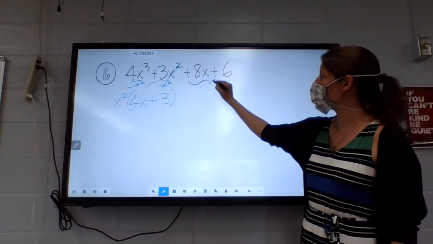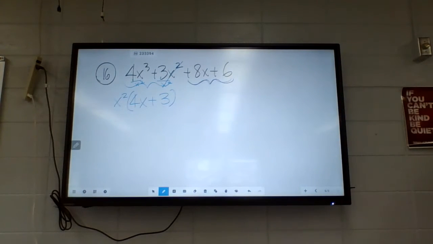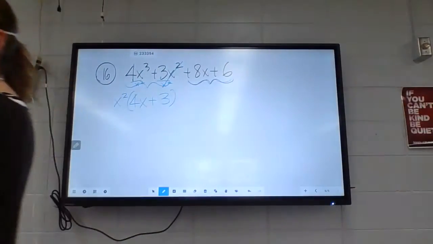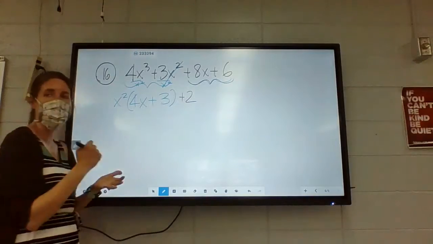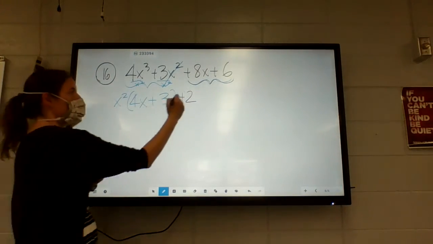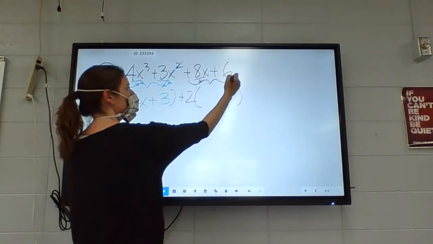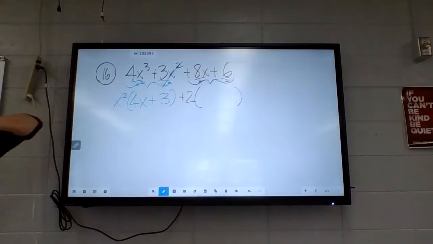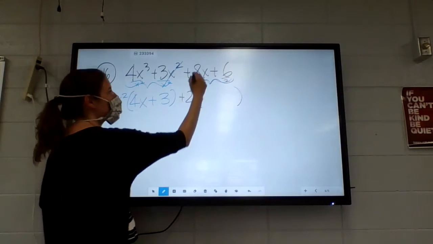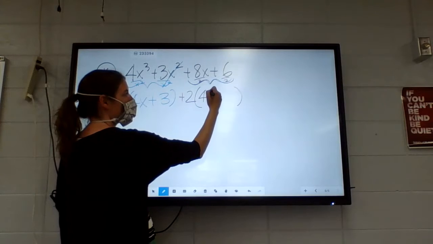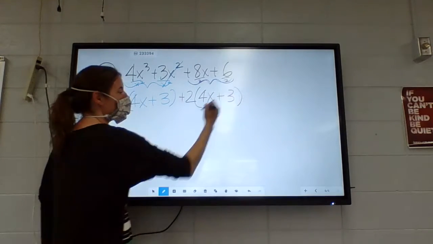Now the second half I have to look at. The 8x and the 6. So 8 and 6, what's common among those? Just a 2, yep. So we're just going to take out a 2, and I'm going to write it as a +2 so I kind of know what the sign is. I'm going to divide those each by 2. So 8x divided by 2 is going to be 4x. 6 divided by 2 is 3.